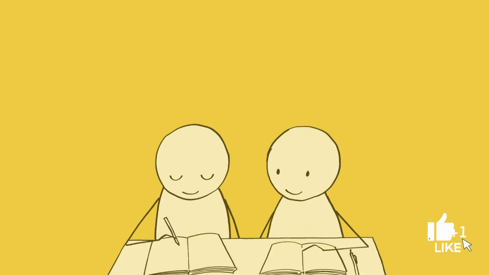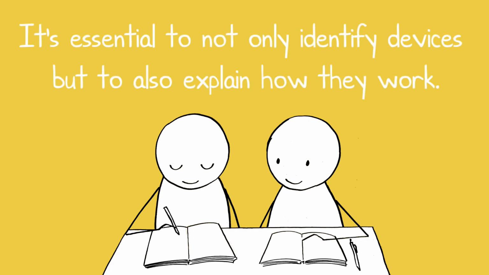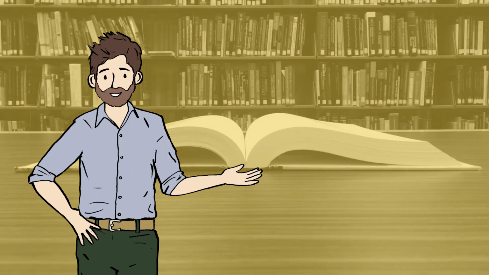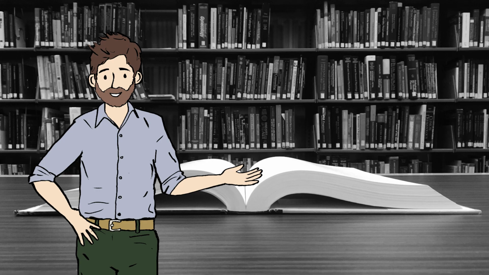If you're studying for a qualification in English language or literature, it's essential to not only identify these devices, but to also explain how they work. This shows you have an in-depth understanding as a reader. There are literally hundreds of language devices a writer can use, but this series will focus on a smaller set that is common in many texts.